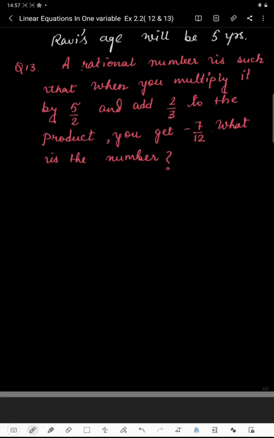Now in the next question we have: a rational number is such that when you multiply it by 5 by 2 and add 2 by 3 to the product, you get minus 7 by 12. What is the number? Now suppose we multiply the rational number by 5 by 2 and add 2 by 3 to the product, meaning the result will be added to 2 by 3, you get minus 7 by 12. So this is the equation.